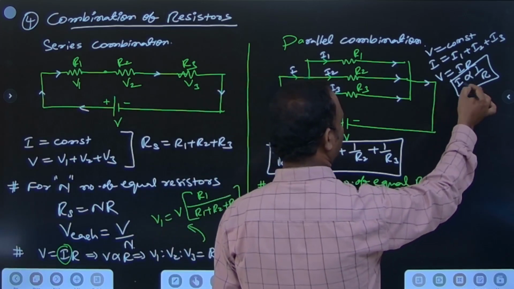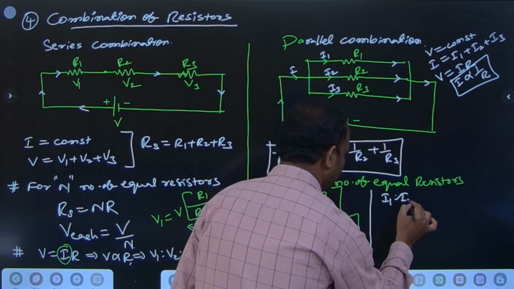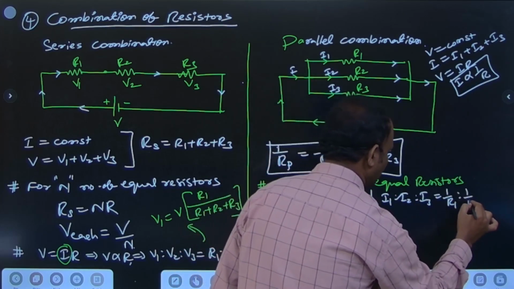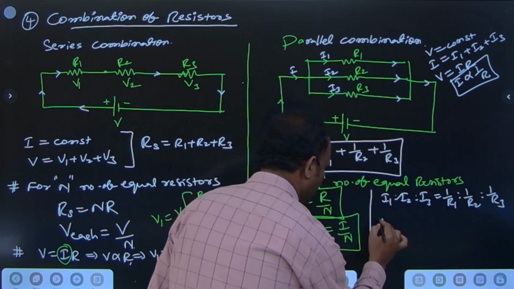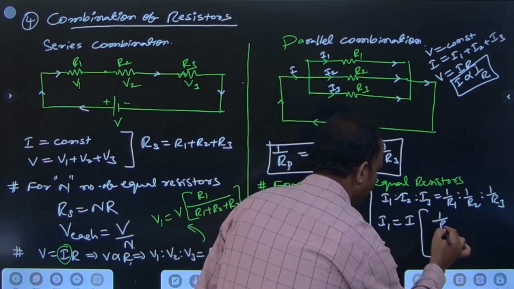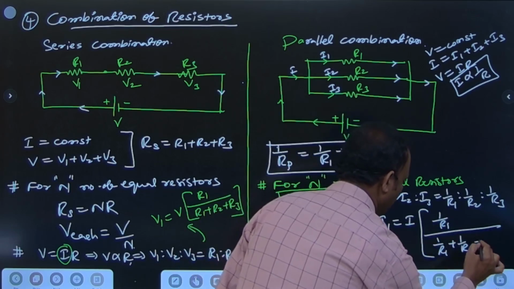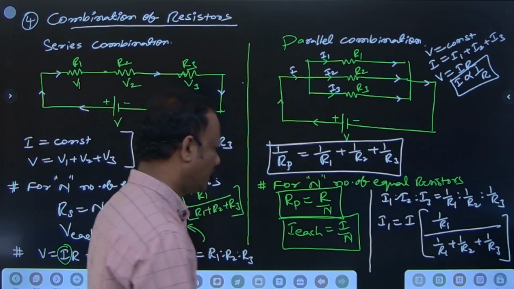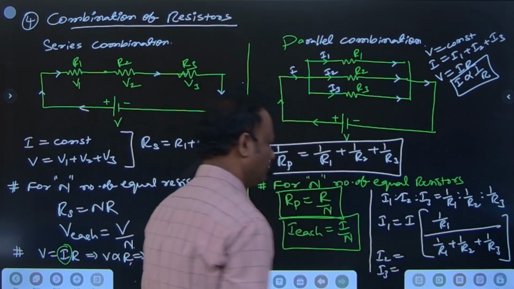V is equal to IR, I proportional to 1 by R means I1 is to I2 is to I3 is equal to 1 by R1 is to 1 by R2 is to 1 by R3. If you want to know I1, it is I times 1 by R1 divided by 1 by R1 plus 1 by R2 plus 1 by R3. Similarly, you can write I2 and I3 also.